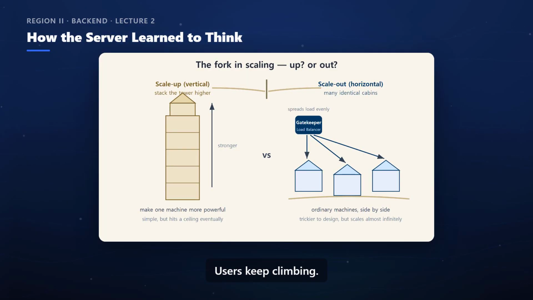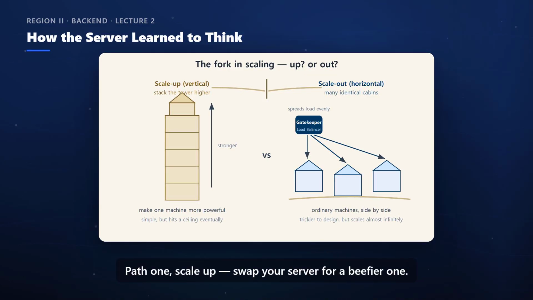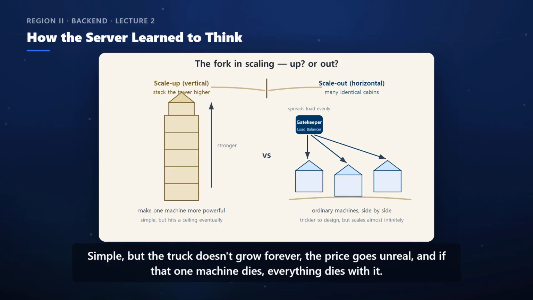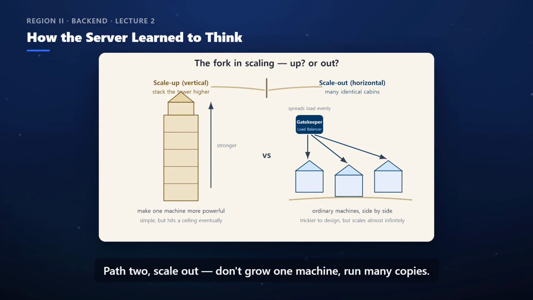Users keep climbing. One day, one server can't take it. Fork in the path. Path 1, scale up, swap your server for a beefier one. A 1-ton truck becomes a 5-ton truck. Simple, but the truck doesn't grow forever, the price goes unreal, and if that one machine dies, everything dies with it. Path 2, scale out, don't grow one machine, run many copies.